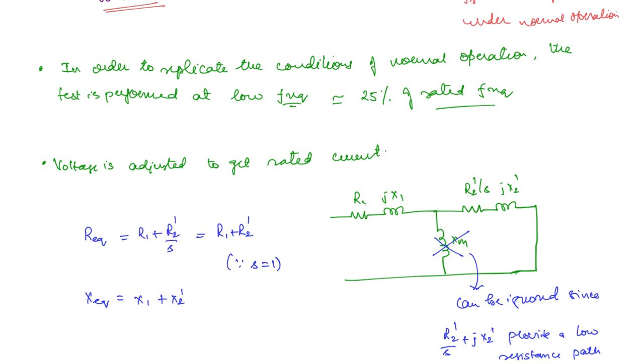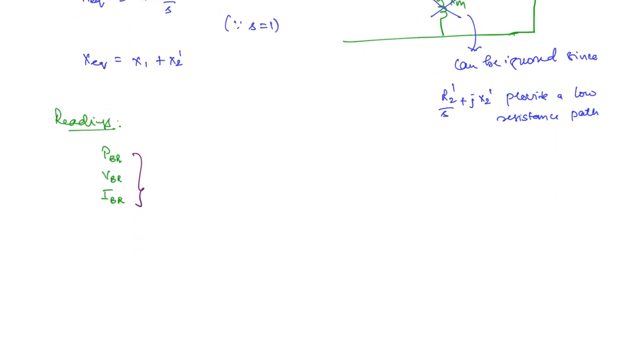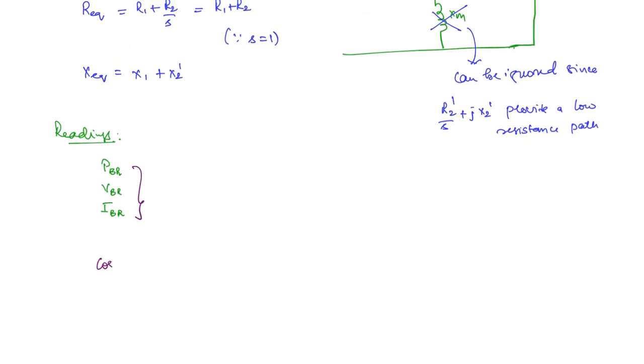So how do we find this out from the obtained readings? What are the readings that you're going to obtain? You're going to get the power reading P0, V0 and I0. So in order to differentiate from the open circuit test or the no load test, we will write this as PBR, VBR and IBR. From these three readings, what can we get? We can get the power factor and the impedance.